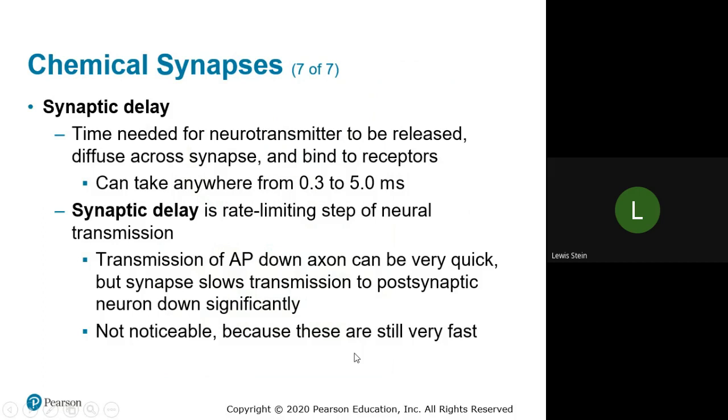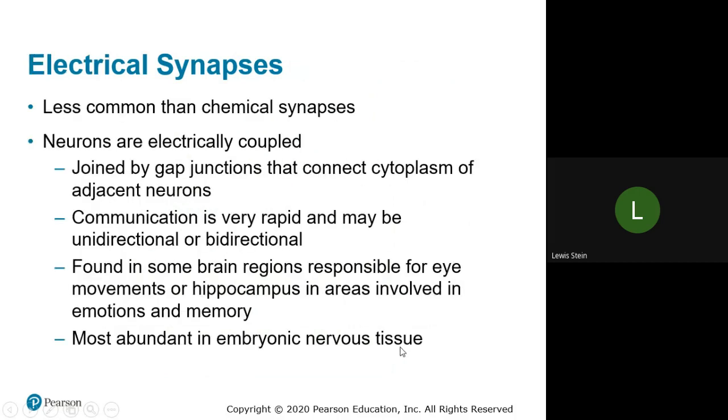So it's all fast. The electrical synapses are less common. Gap junctions, as you might suspect, are very rapid, and might be in more than one direction. If you want to think of it this way, yes, they're mostly abundant in embryonic nervous tissue as part of development, but you can see some of these in emotions and memory. They've studied it enough to realize that it does play a role.